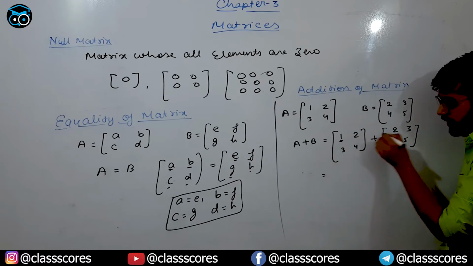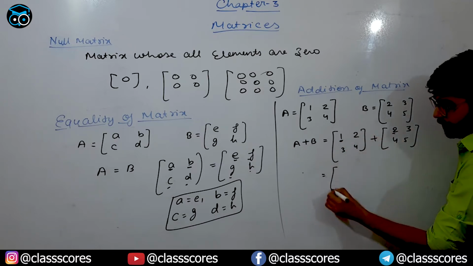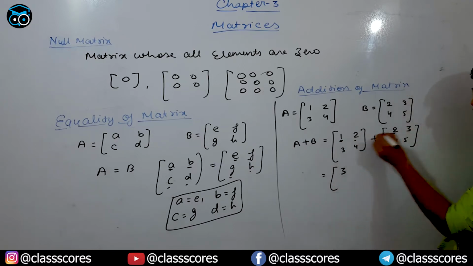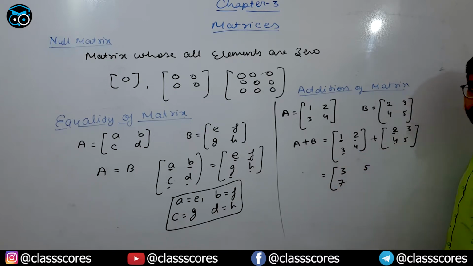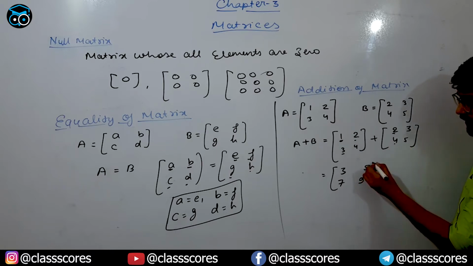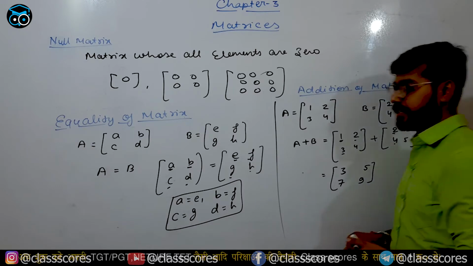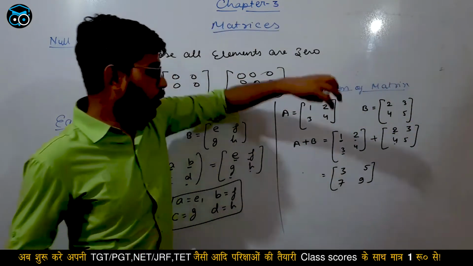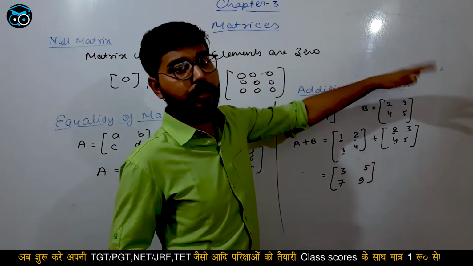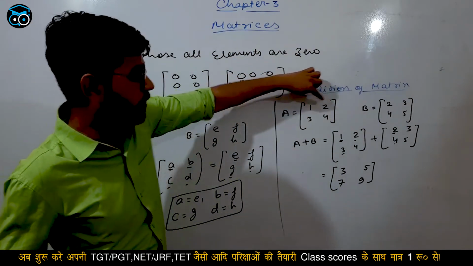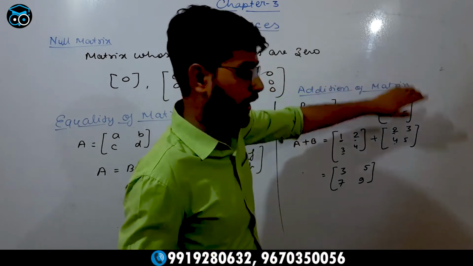This is the A11, this is also A11. You can add only these terms. 1 plus 2, that is 3. 2 plus 3, that is 5. 3 plus 4, that is 7. 4 plus 5, that is 9. So this is the required addition. In addition you only need to remember that only a place value will add to the similar place value. Here A11 only adds with A11, A12 only adds with A12, and so on.